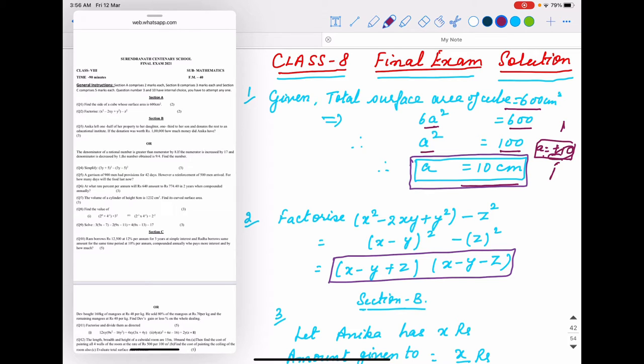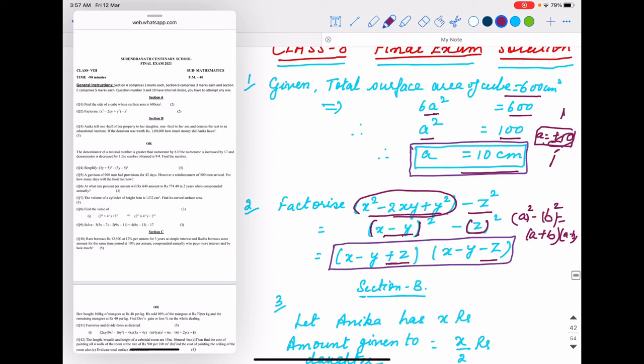Question 2 is: Factorize x square minus 2xy plus y square minus z square. So this term we can write as x minus y whole square minus z whole square, given in brackets so that it is easy to factorize. Now what do we know? A square minus b square will be what? It is a plus b times a minus b. So it is x minus y plus z, and x minus y minus z.